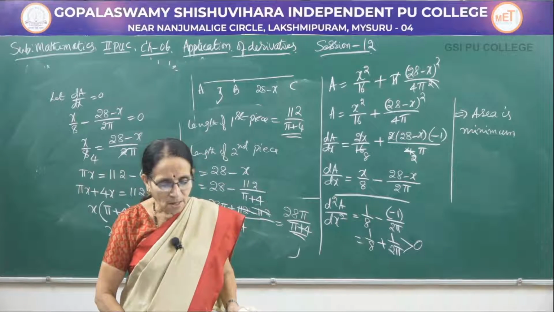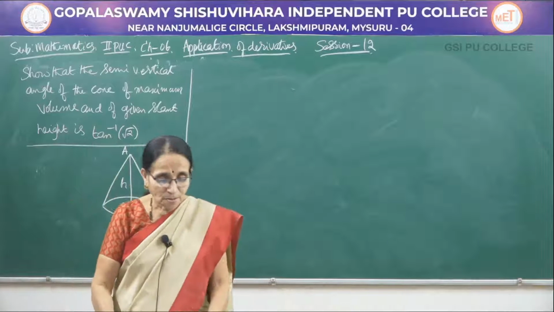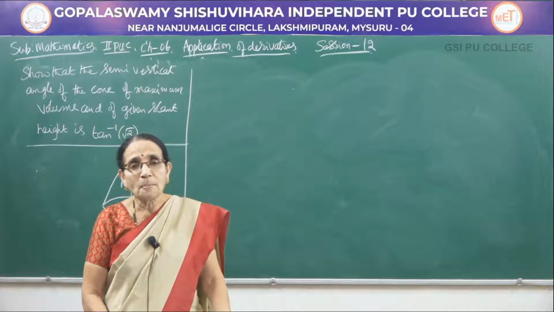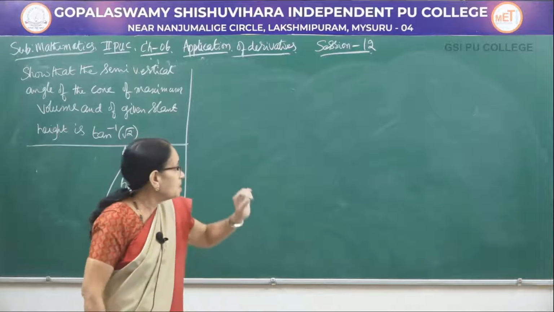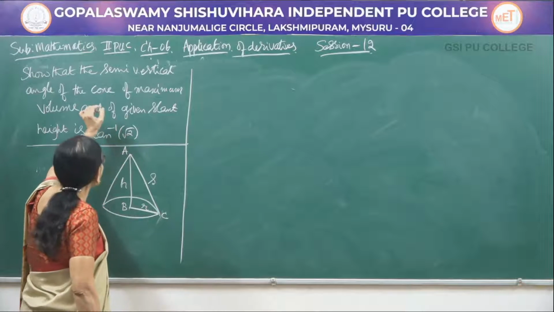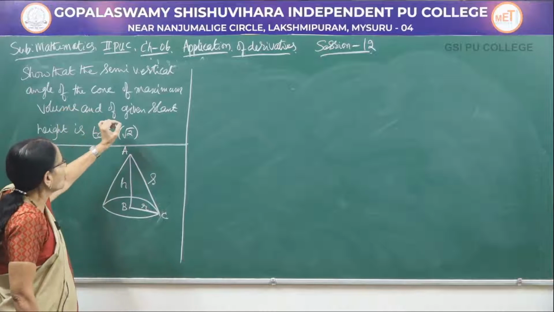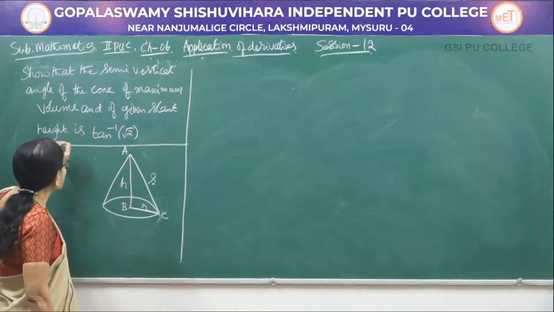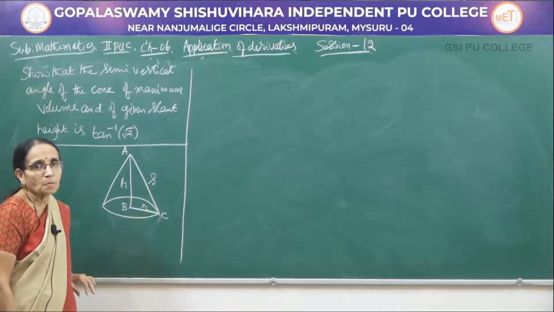Now, we try another problem. Yes, dear students, we are moving on to the next problem. It is again a statement problem. Now, let me read the statement. Show that the semi-vertical angle of the cone of maximum volume and of given slant height is tan inverse of root 2.